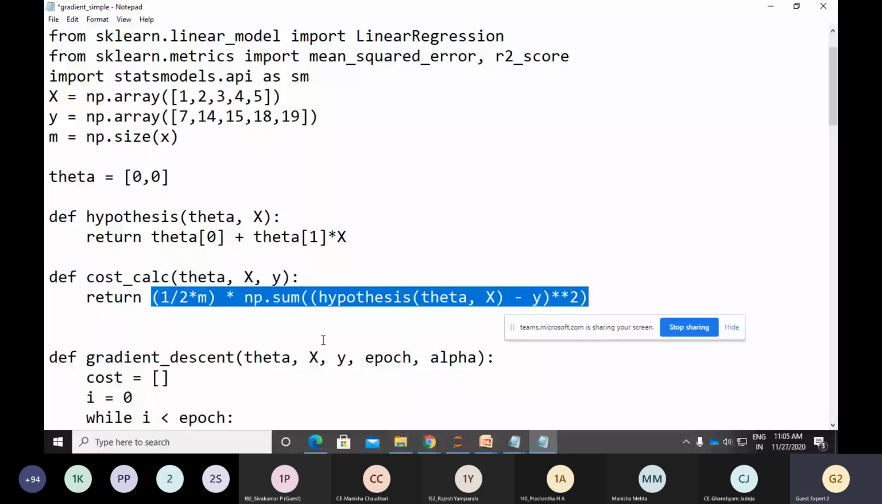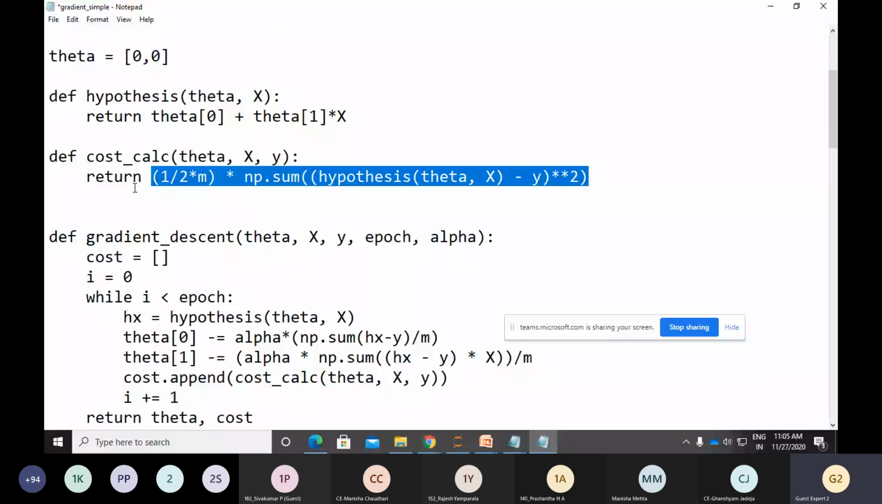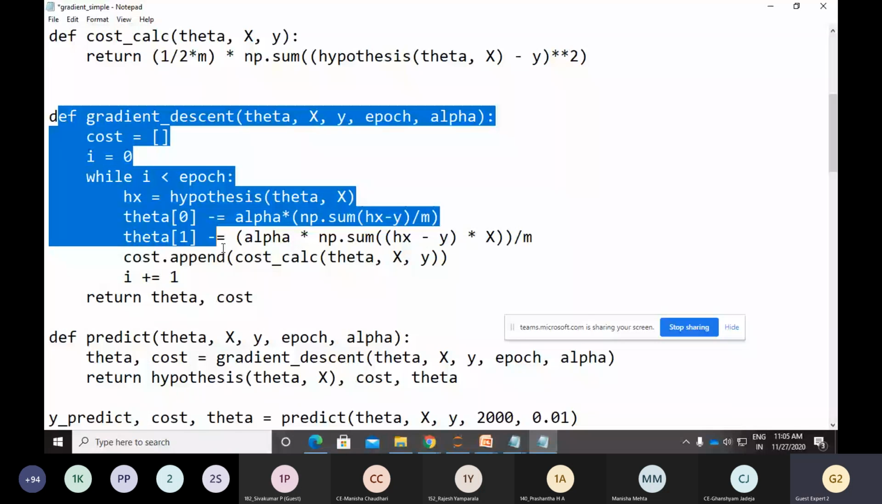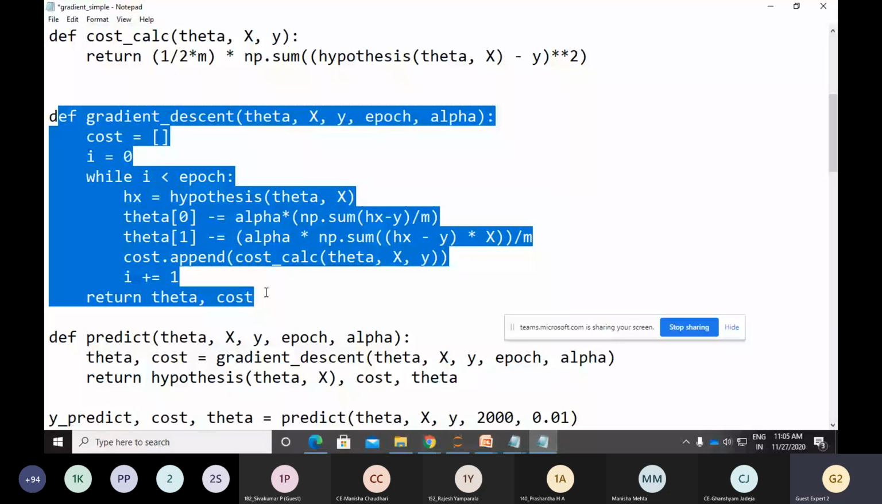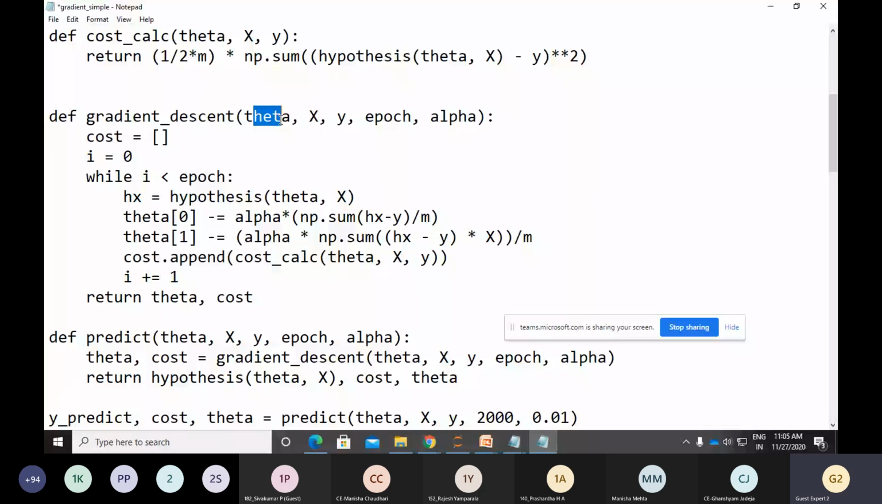Now this is the gradient descent. As I have told you, it is an iterative function. In gradient descent, I have theta, which is initially 0, 0. Then x and y, this is our data set. Epoch is the number of iterations, how many times I want to run the gradient descent.